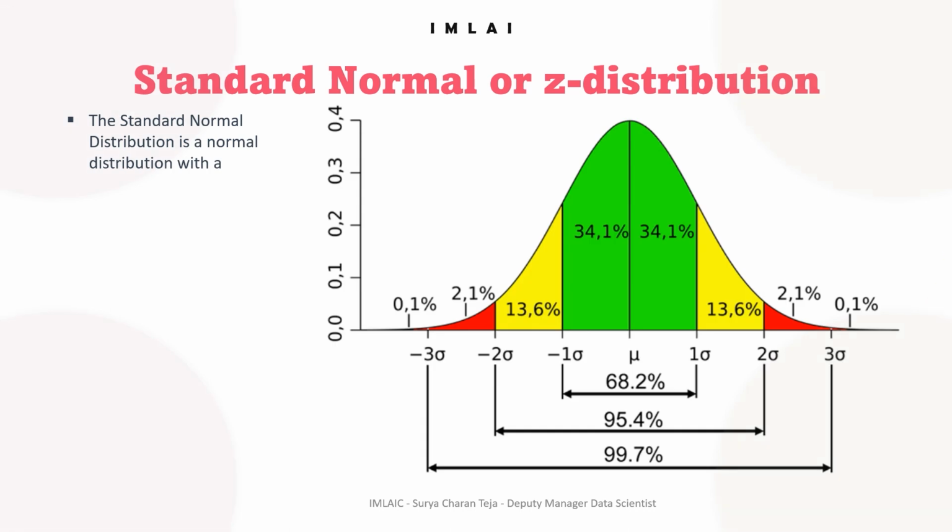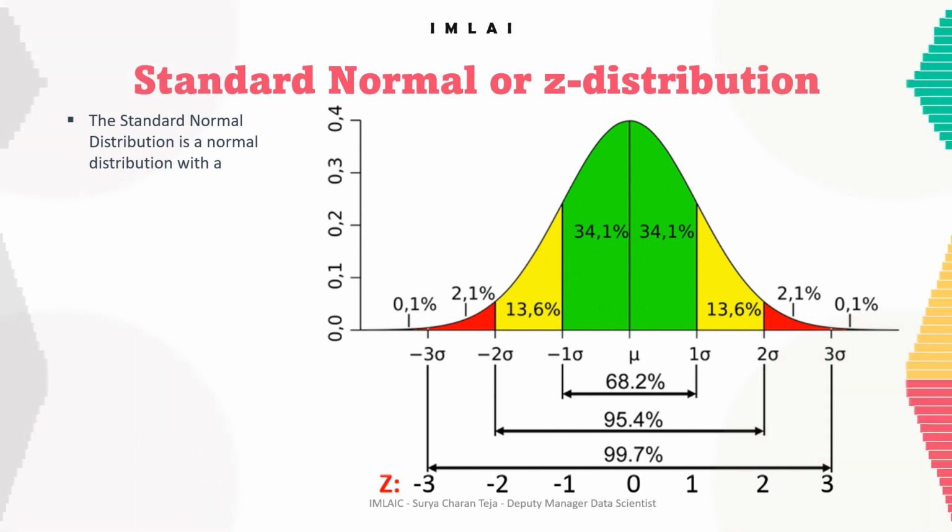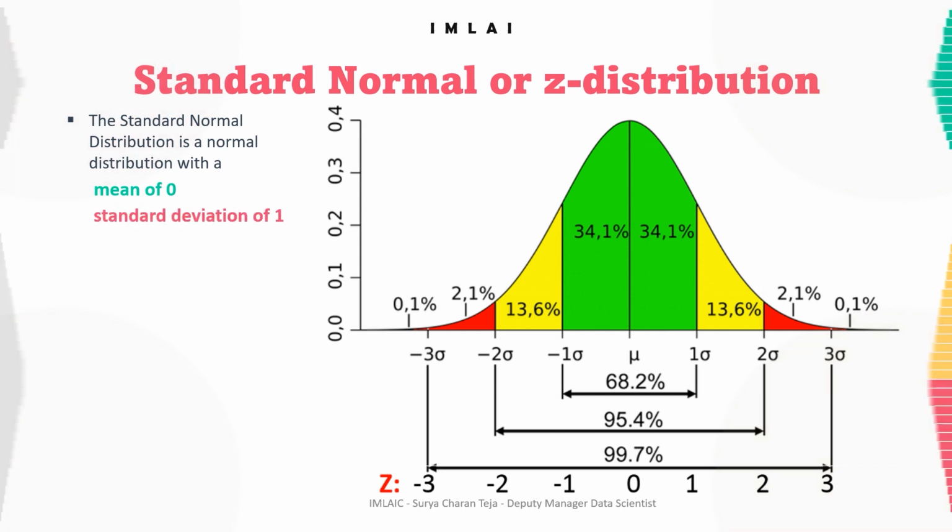So this is our normal distribution, correct? Now the standard normal distribution is a normal distribution with a mean of 0 and a standard deviation of 1. It is also known as the Z distribution or the standard Gaussian distribution. So how was it converted? Up to here it is a normal distribution. After that, we apply this formula.